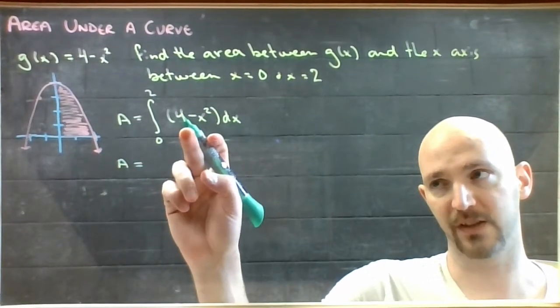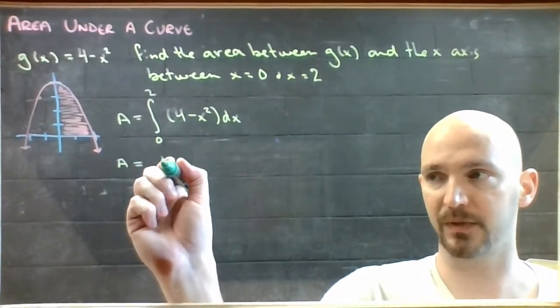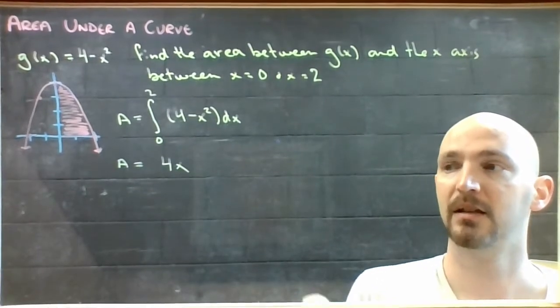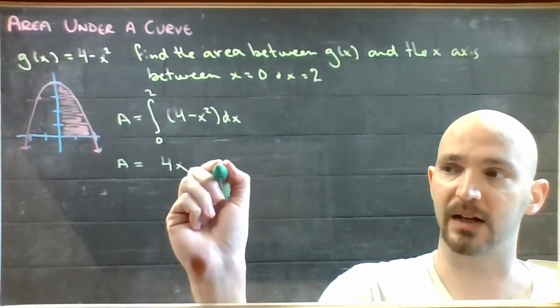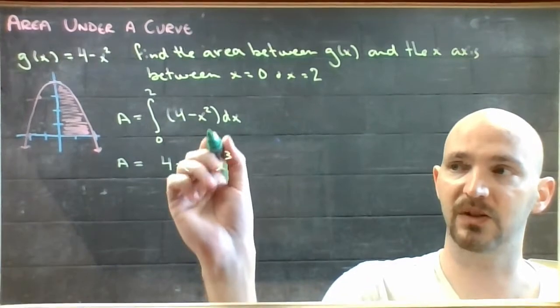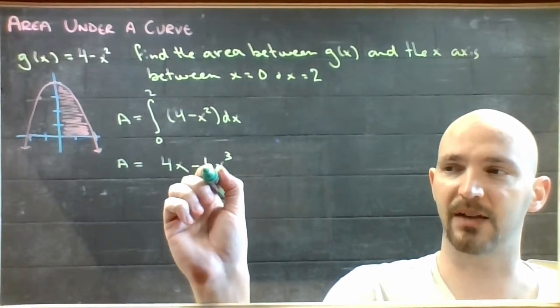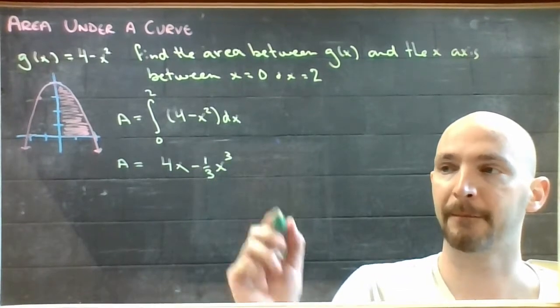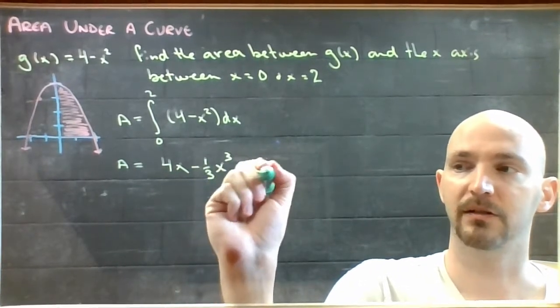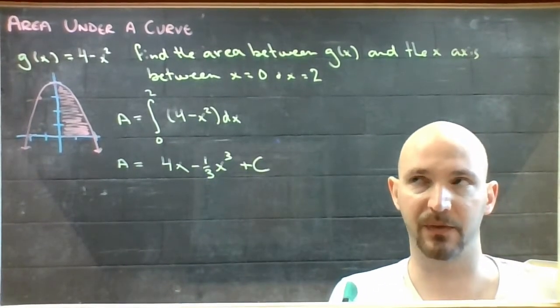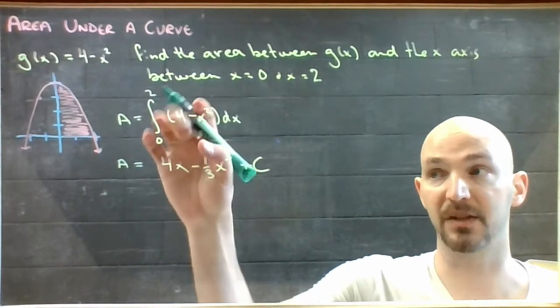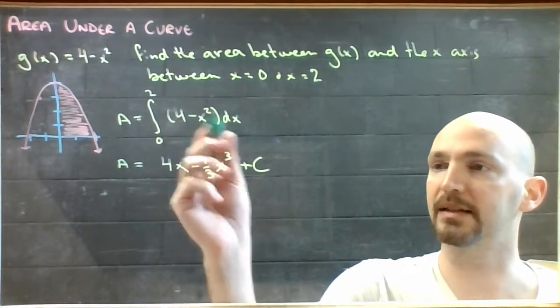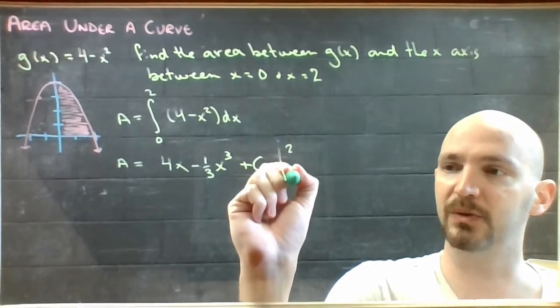What function would give me 4 as its derivative? Well, that would be 4x. What function gives you x squared? Well, x cubed gives you the x squared part, and I'd have to have a negative 1/3 in front. 3 times a third would be 1. That technically should be there, but if you forget it, it doesn't really matter because we have an iterated integral, and I'm evaluating this from 2 to 0.